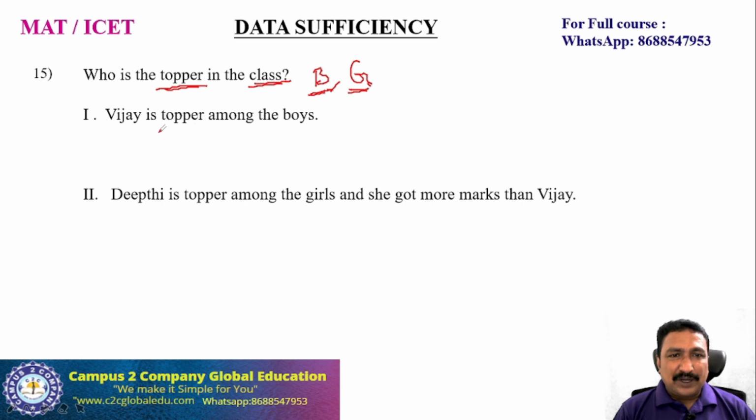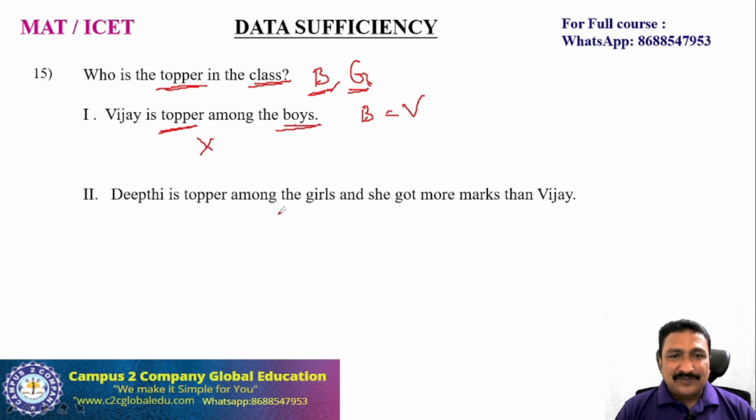Now look at the first statement. Vijay is the topper among the boys. That means according to the first statement we can say only from the boys' side. So from the boys' side Vijay is the topper. But from the girls' side we don't know who the topper is, whether Vijay got more marks or fewer marks than the topper of the girls, we don't know. So the first statement is not sufficient because we don't know anything about the girls' topper.